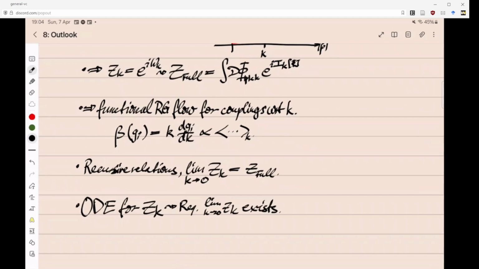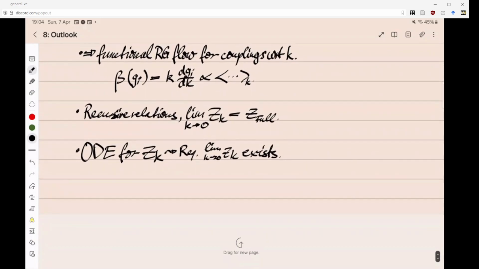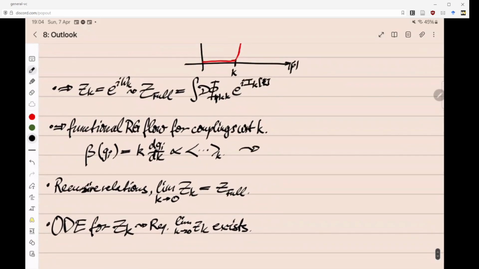Okay, I'm back. So the idea is that if you have this scale-dependent partition function, and you have a differential equation for it, just from formal considerations, then you have an ODE, and if you can solve that ODE with a finite limit in the end, then you have a full theory. That's the idea here. And these functional RG equations lead to what is known as the Wetterich equation.